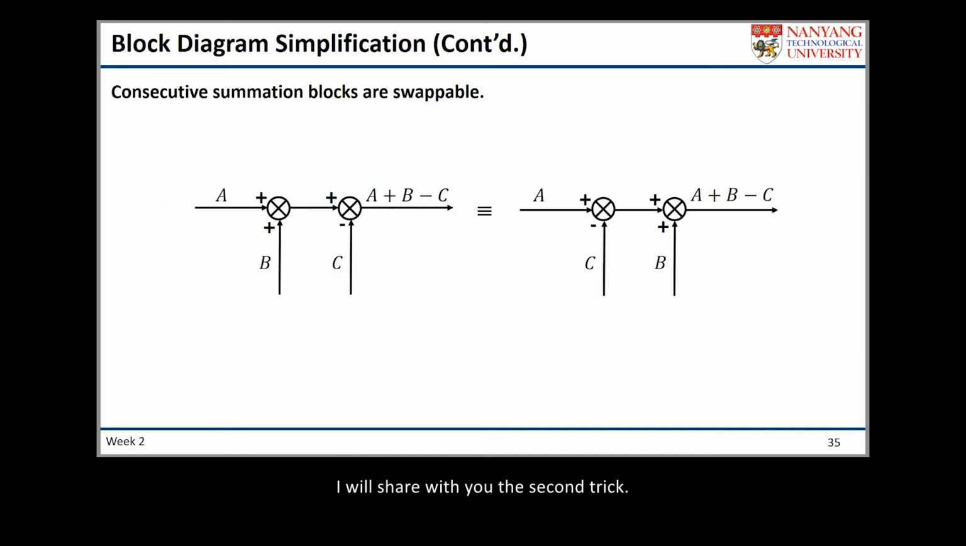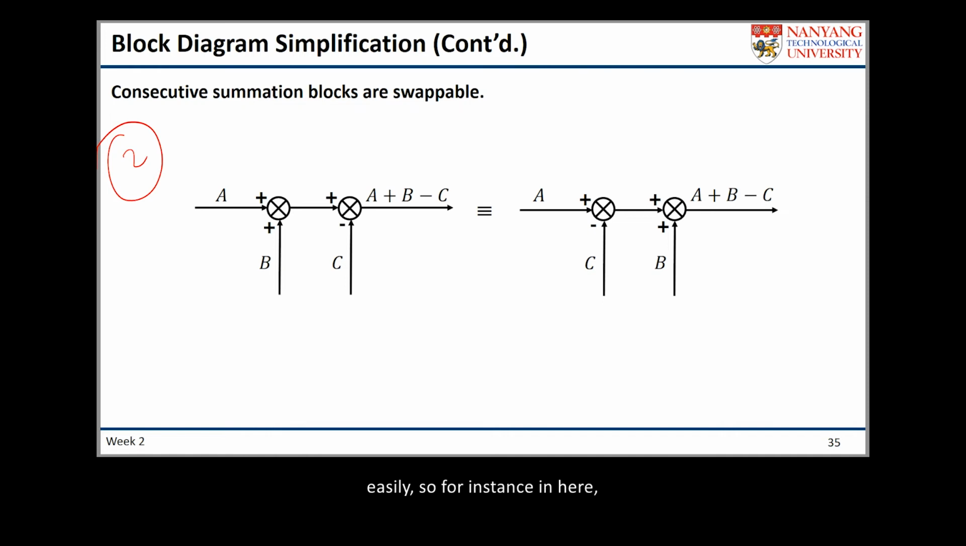In this slide, I will share you the second trick. There might be a case where you have a complex block diagram. It looks complex in a sense that your block diagram looks tangled. There are a lot of branches coming here and there are a lot of summing points. Everything looks tangled. And then you feel that you will be able to simplify the block diagram by swapping two consecutive summing points. If you want to swap two consecutive summing points, you can do it easily.